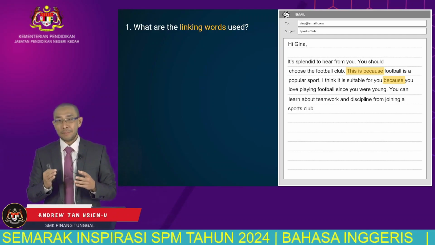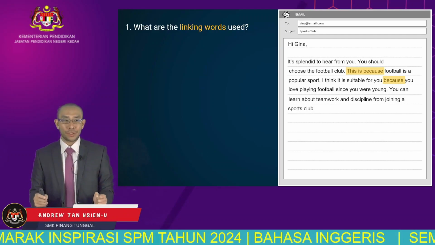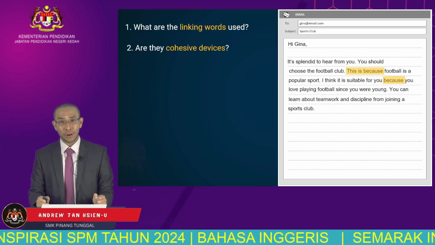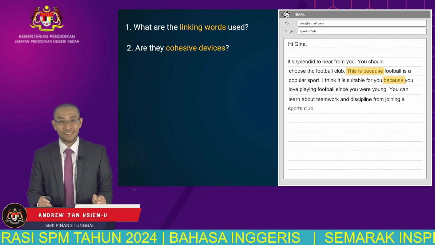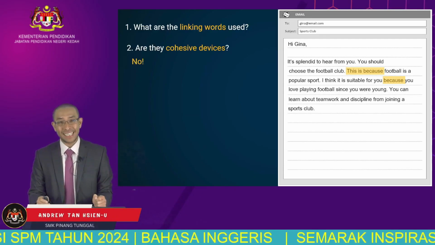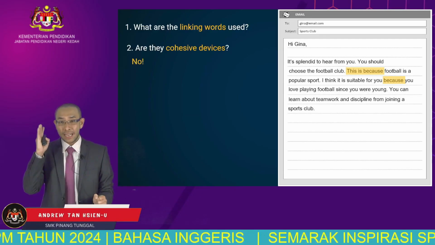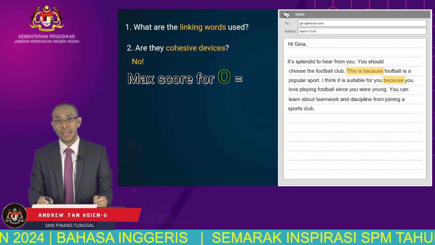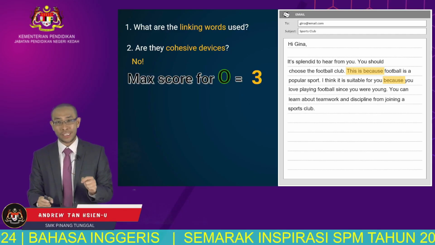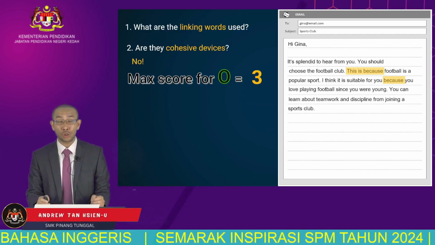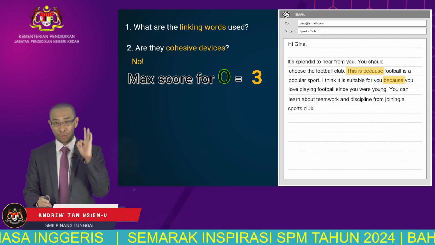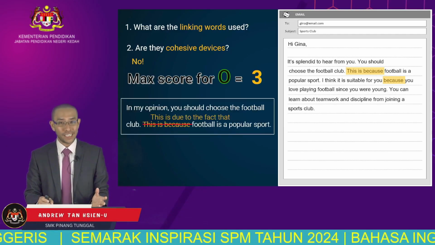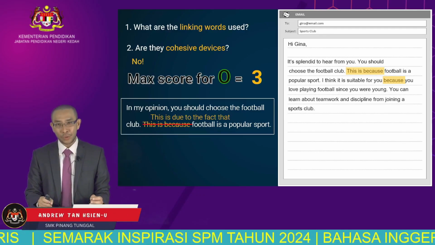Now this because is one of the most commonly used linking words to write your essay. But are they considered cohesive devices? No, they are not. They are considered basic linkers. So if your essay is written only with these two linking words and no other cohesive devices, the maximum score you can get for O is 3 out of 5. So you lost 2 marks there. So how do you turn that 3 into a 5? You need to replace the phrase this is because with this phrase instead. This is due to the fact that.